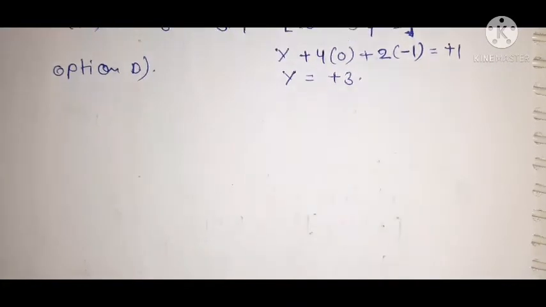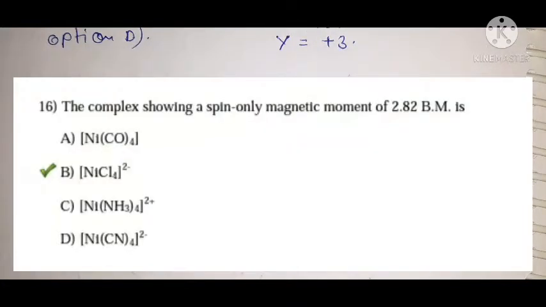Now we move towards our next question, which was also asked in the TIFR 2017 exam. This is the second question asked in the TIFR 2017 exam. The previous one was the first question. The question says: the complex showing a spin only magnetic moment of 2.82 Bohr magneton is, and we have four options. So in this question we have four coordinated complexes, and you must find which complex shows a magnetic moment value of 2.82 Bohr magneton.